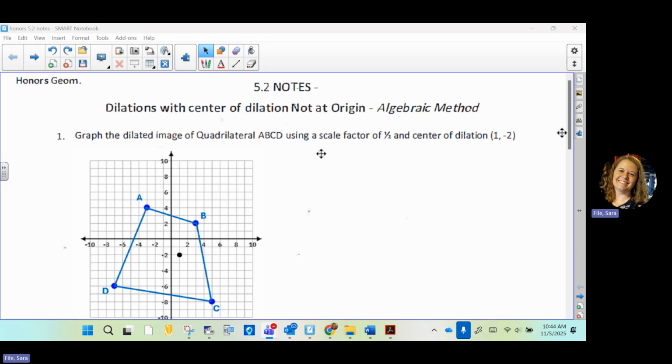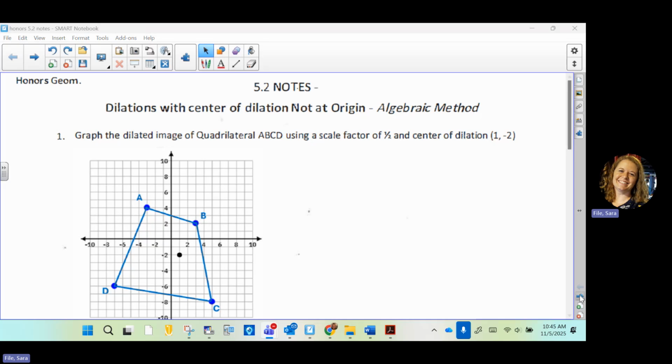Now, what we're going to look at in 5.2 is also dilation. So we're still talking about scale factor, but our center of dilation is not at the origin. Okay, so it's a little bit different. You can't just multiply by your scale factor. So I'm going to show you on the front. This is the algebraic method.